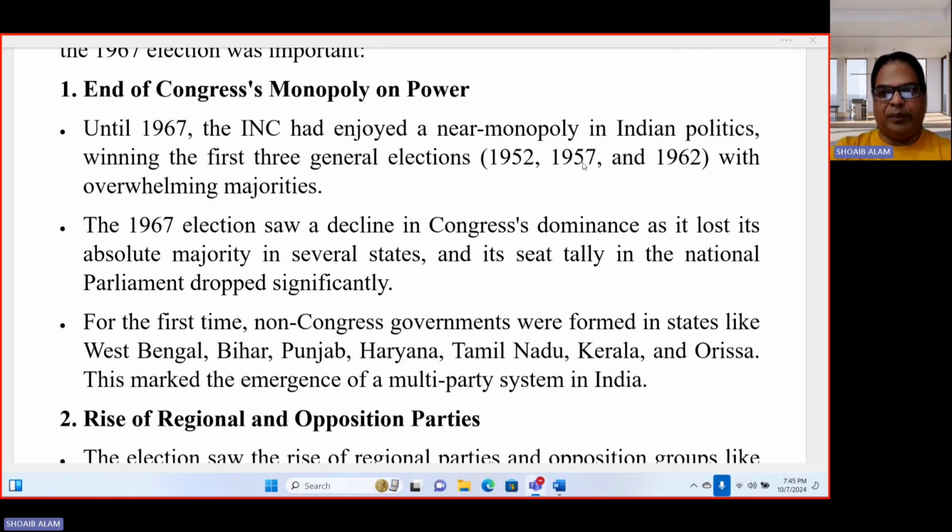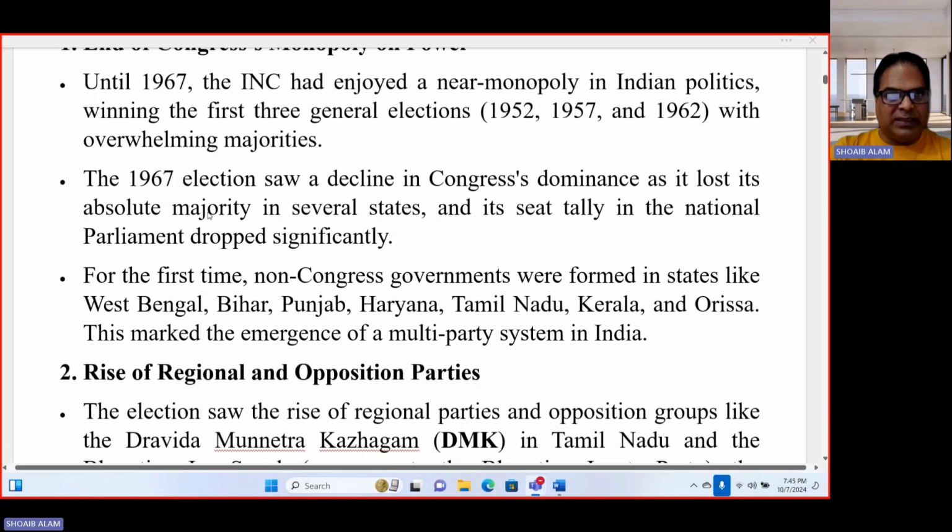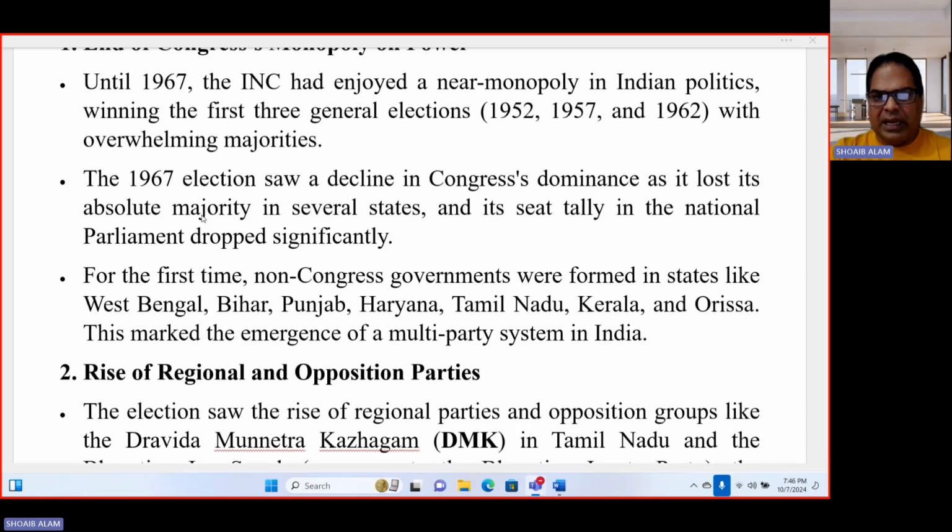So in 1952, 57, 1962, with overwhelming majority, Congress was always in power with the maximum number of seats in the parliament as well as many of the state assemblies. The second one we can see here: the 1967 election saw a decline in Congress dominance, because though they came to power in the parliament, in several states they lost the majority, and the seat tally in the national parliament dropped significantly. That means though they were in power, the number of seats was reduced even in the parliament.